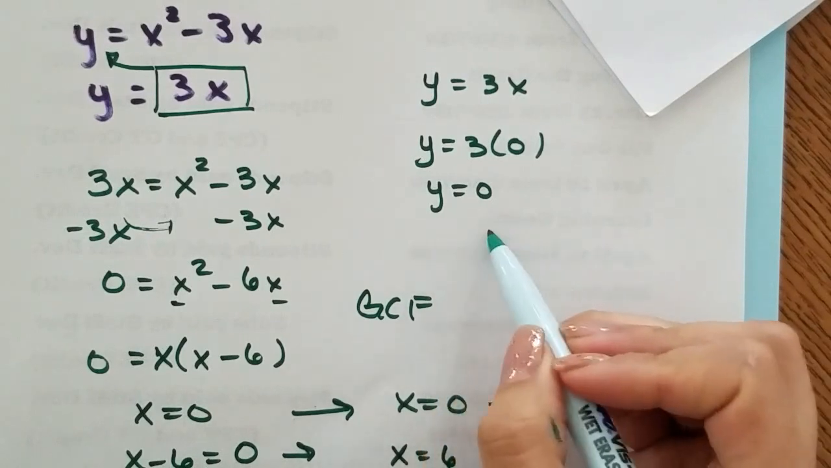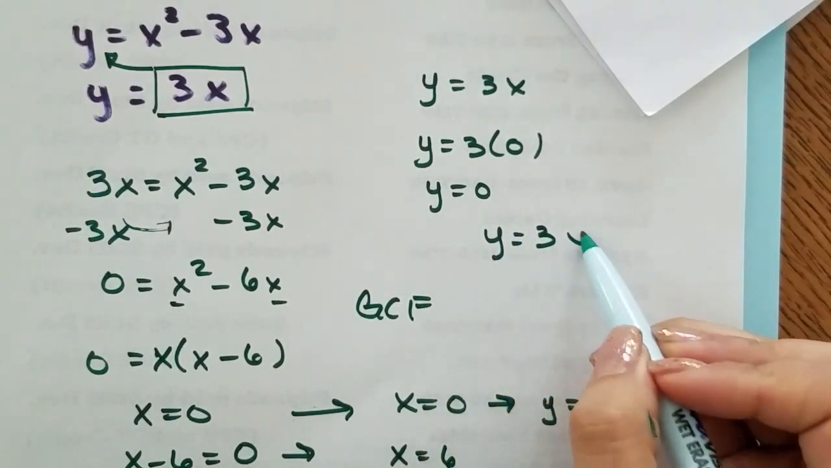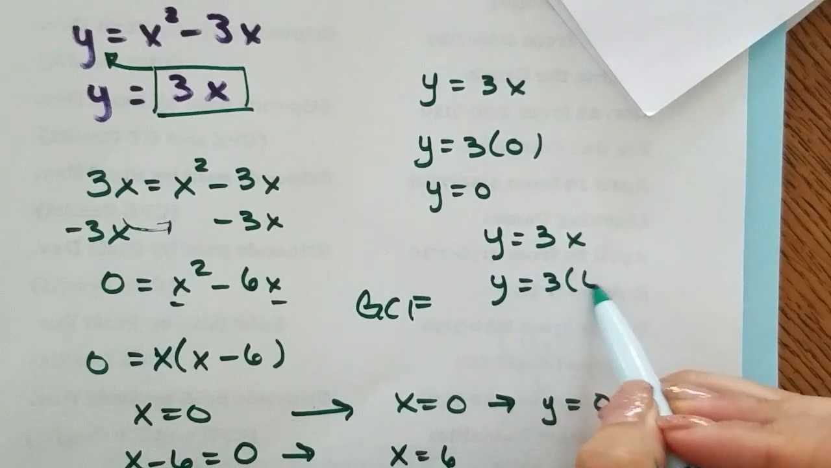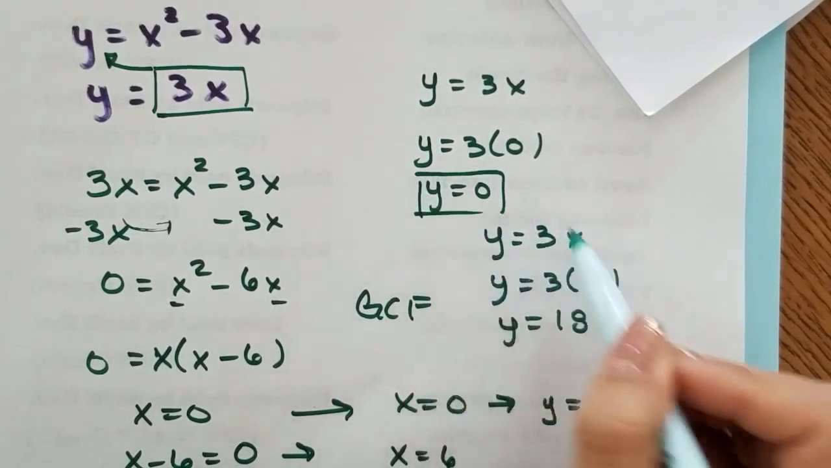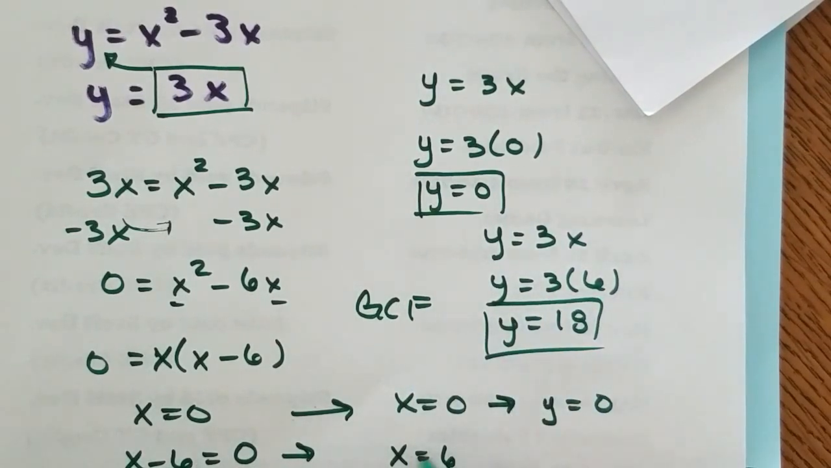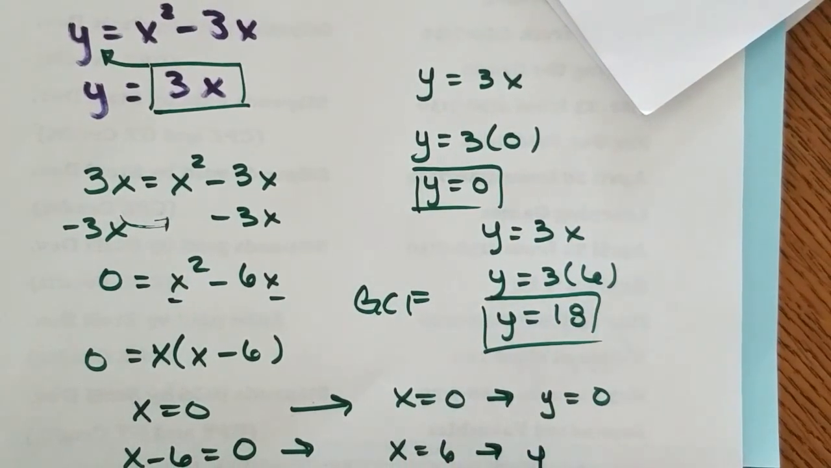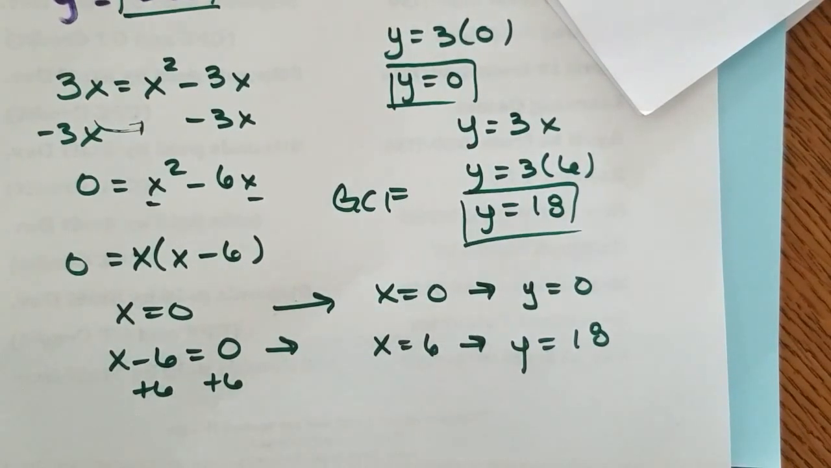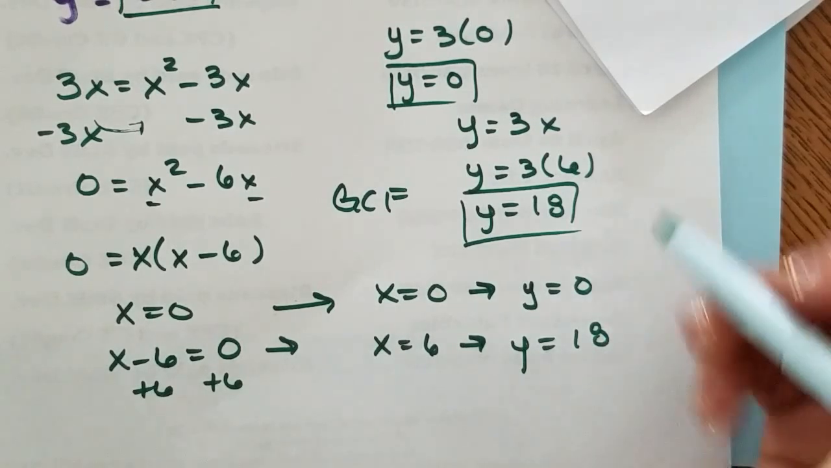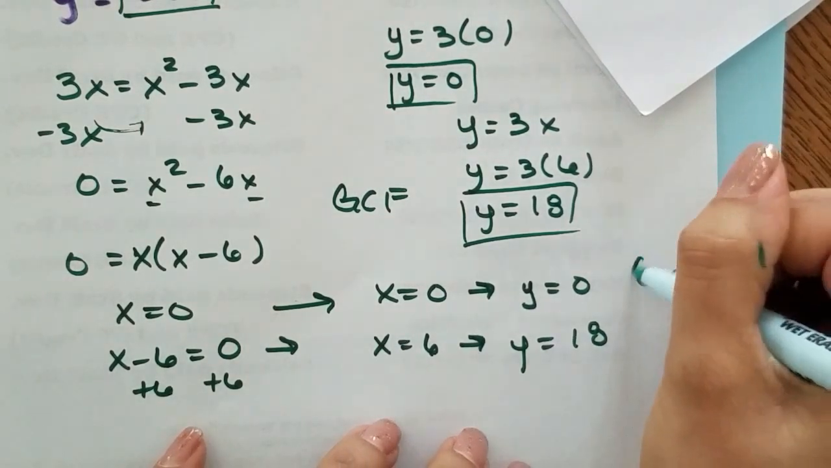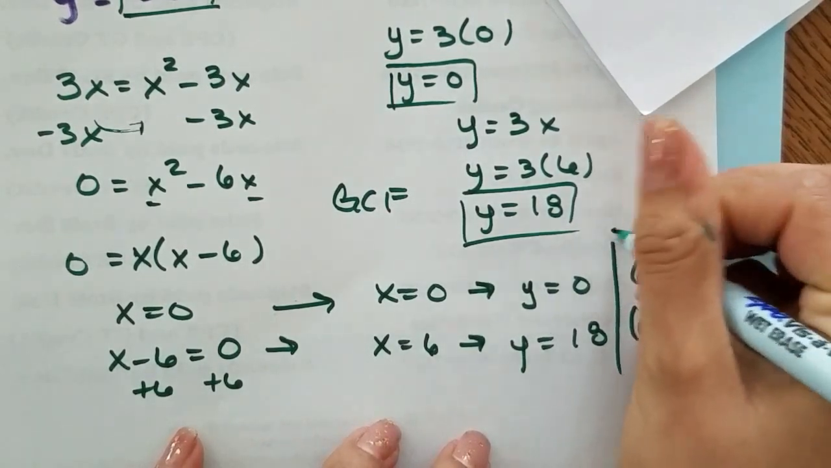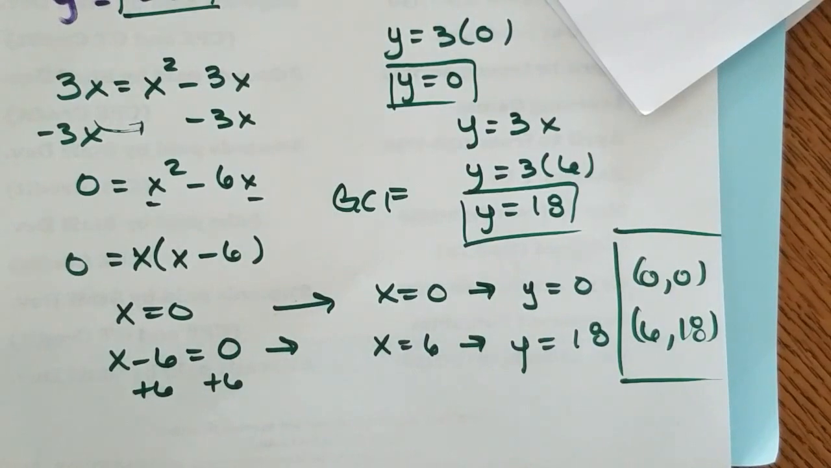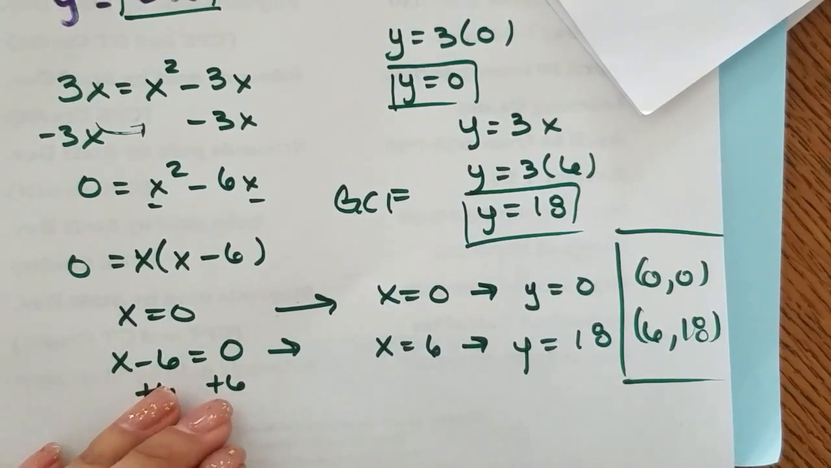And then I'm going to do it again. y is equal to 3x. y is equal to 3 times 6. y is equal to 18. Okay, so for x equals 6, y is going to be equal to 18. Just like when we did the solving systems, your solution is always a point. So you want to write them as points. This is going to be the point (0, 0), and this is going to be the point (6, 18). Okay, and that is your solution. That is the points of intersection for these two graphs.